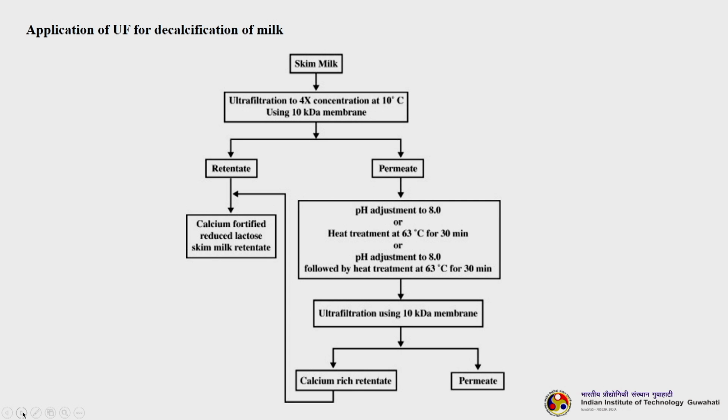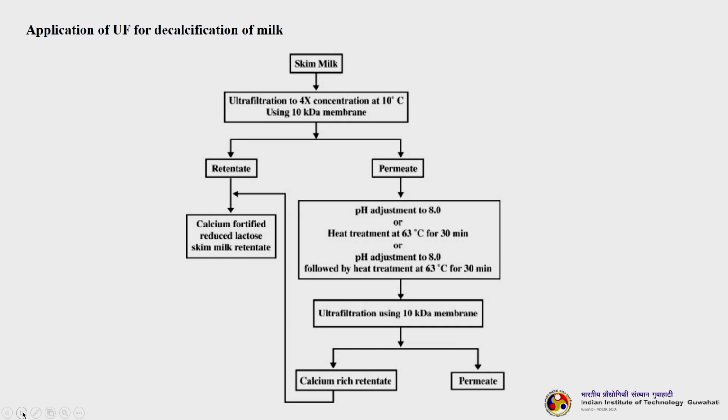This is a schematic diagram of how decalcification of milk is achieved. So, skim milk is passed through ultrafiltration to increase its concentration almost up to 4x at 10 degree centigrade using a 10 kilodalton membrane. Then the retentate is calcium fortified, with reduced lactose, a skim milk retentate. Then the permeate goes through several treatments.